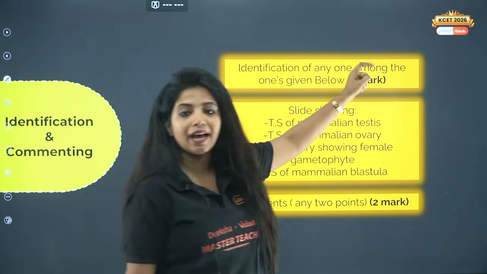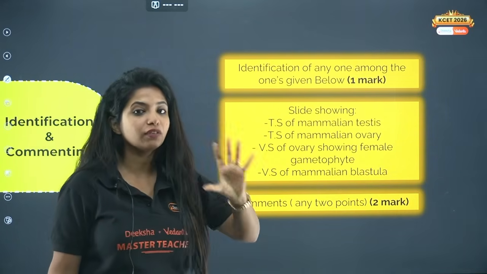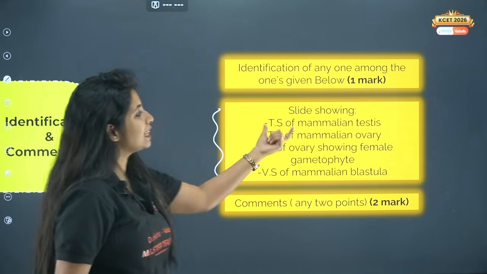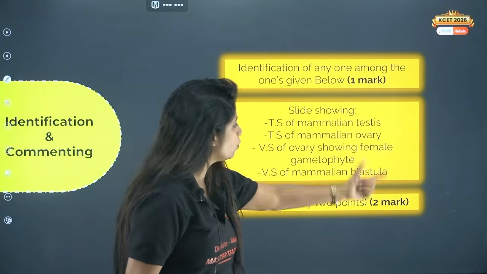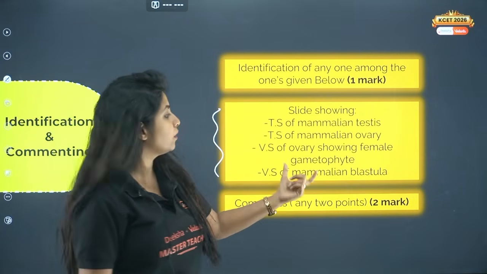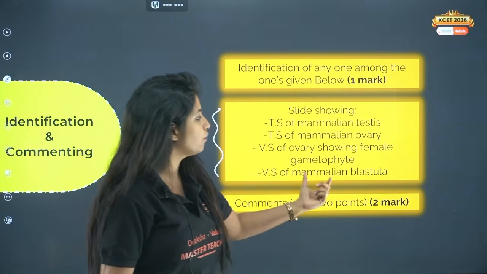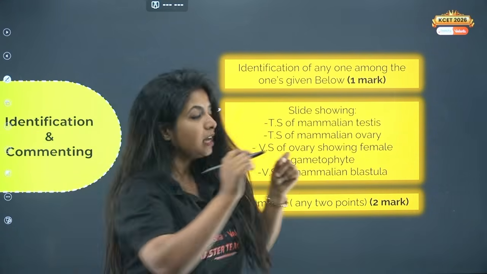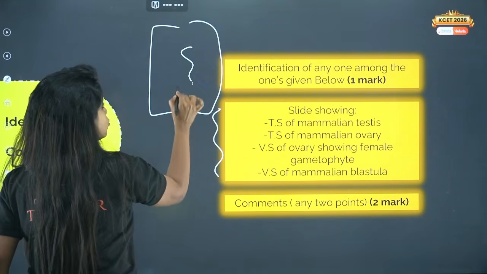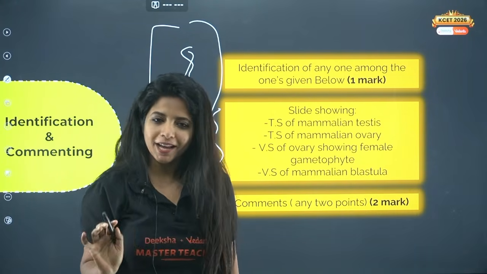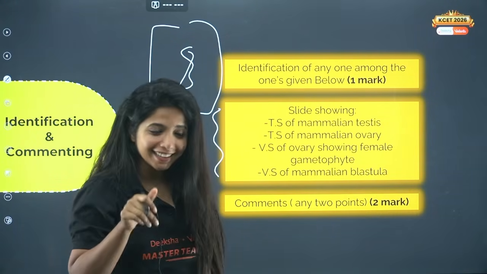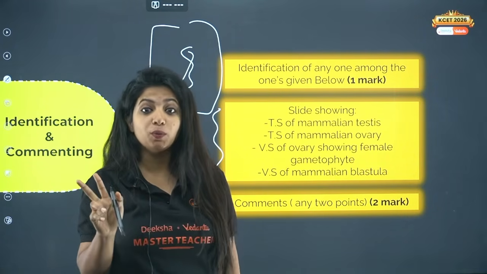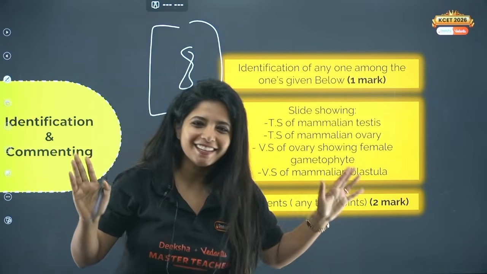So 1 mark goes directly for the identification of the thing given to you. The thing given to you can be a slide showing TS of mammalian testis, TS of mammalian ovary, VS, that is vertical section of ovary showing female gametophyte, and VS of mammalian blastula. Either the slides can be given or a picture, a flashcard of the same thing. So you have to identify, okay? And do not worry, I'll help you identify that, and you also have to write a few comments, 2 points. For this you get 2 marks. So basically 1 plus 2 is equal to what? 3 marks.